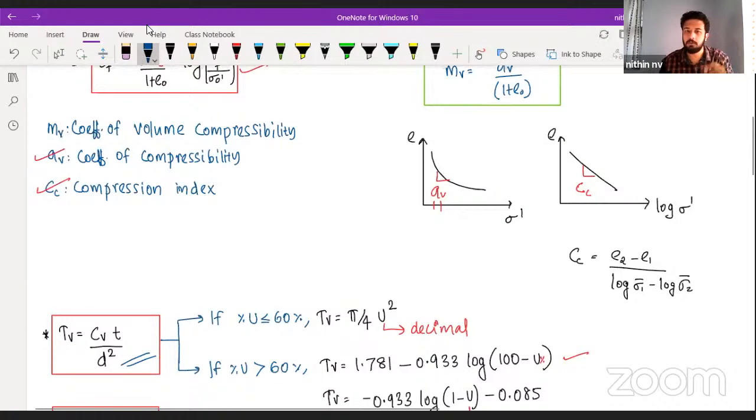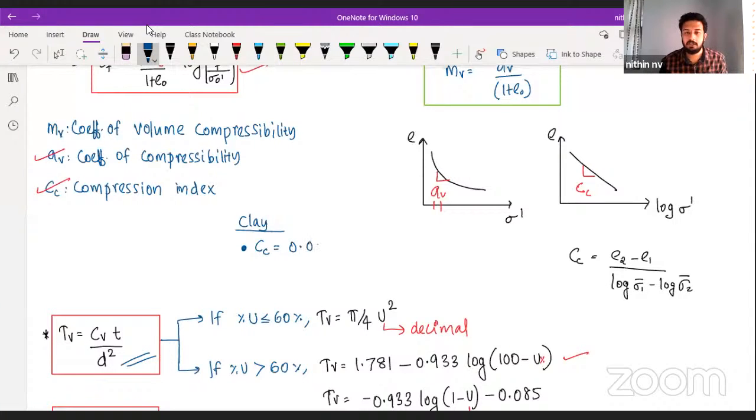Just to let you know, I have purposefully not given it. What is that equation? Either you go for this graph if they are giving it, or if it is not available, then they may not be giving it in the data if it is a clay soil. Otherwise they will give. For clay soil we have a ready-made equation.